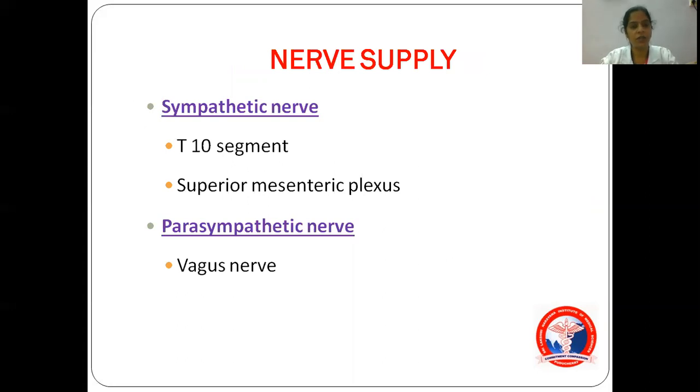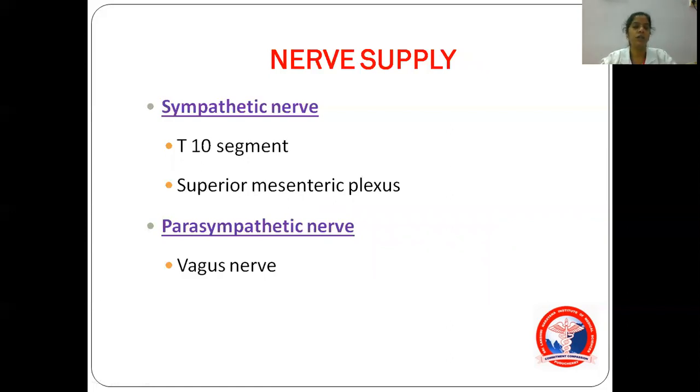What is the nerve supply? We already discussed. It is supplied by the autonomic nervous system, with sympathetic fibers and parasympathetic fibers. Sympathetic fibers arise from the T10 segment of the spinal cord. They form the superior mesenteric plexus and supply the appendix. Parasympathetic fibers, as you know, arise from the vagus nerve.